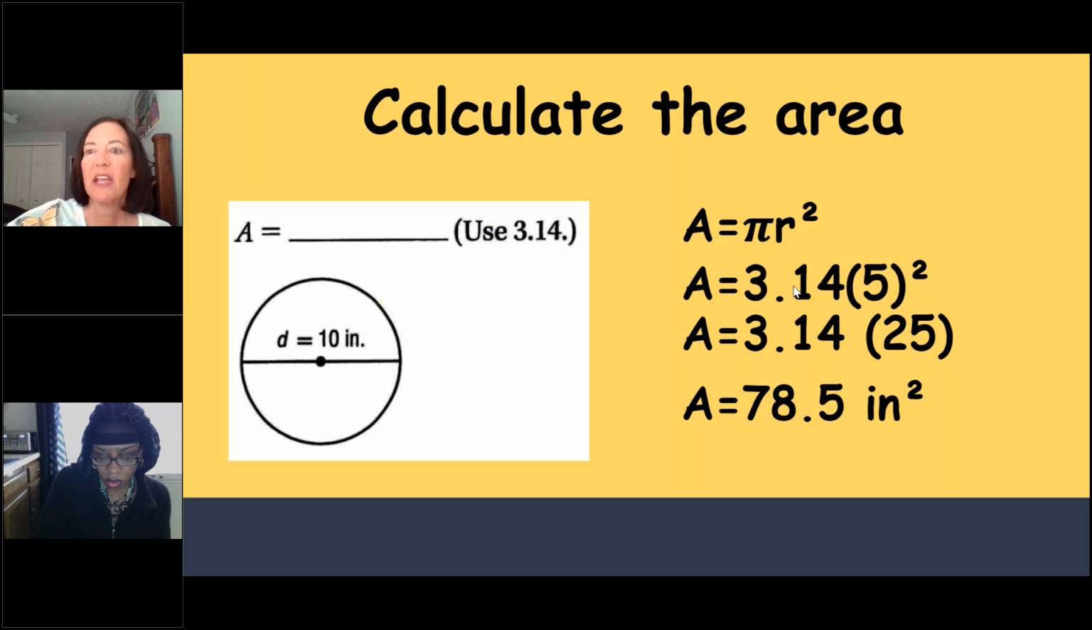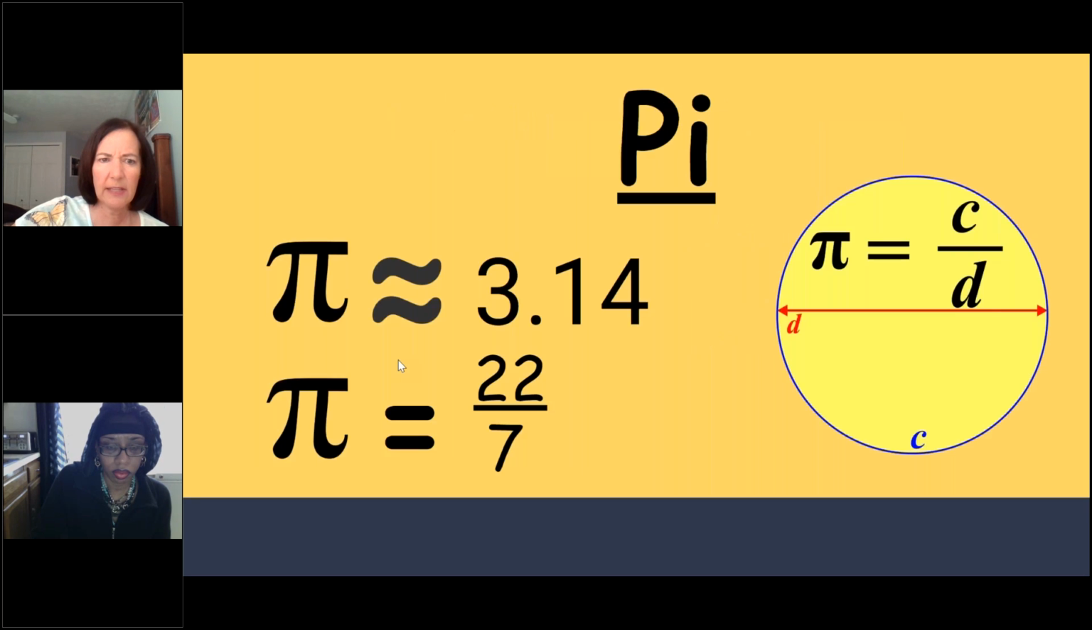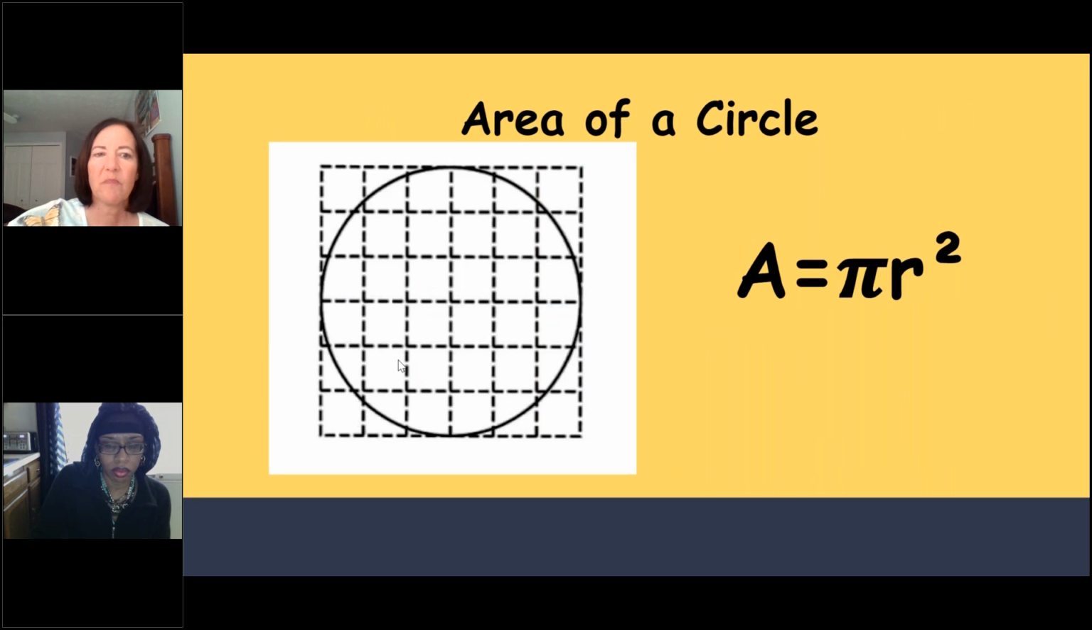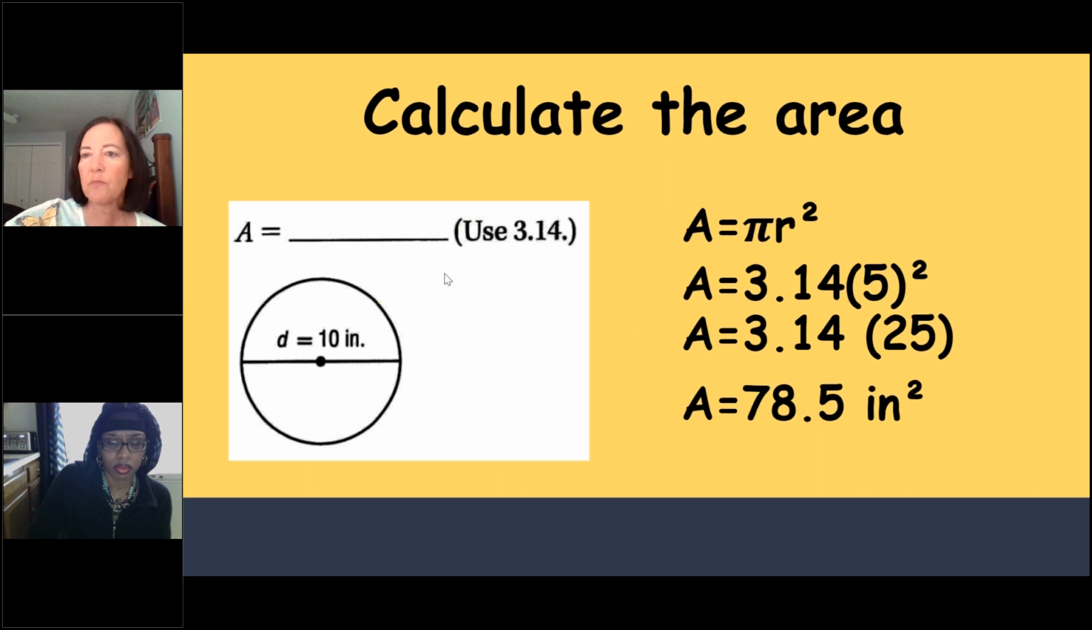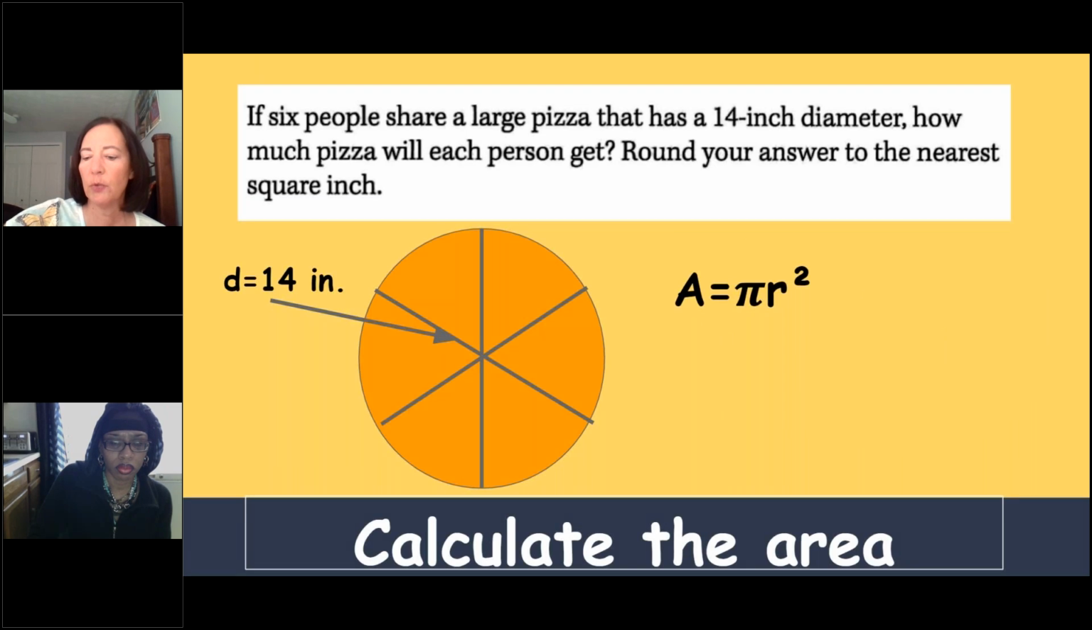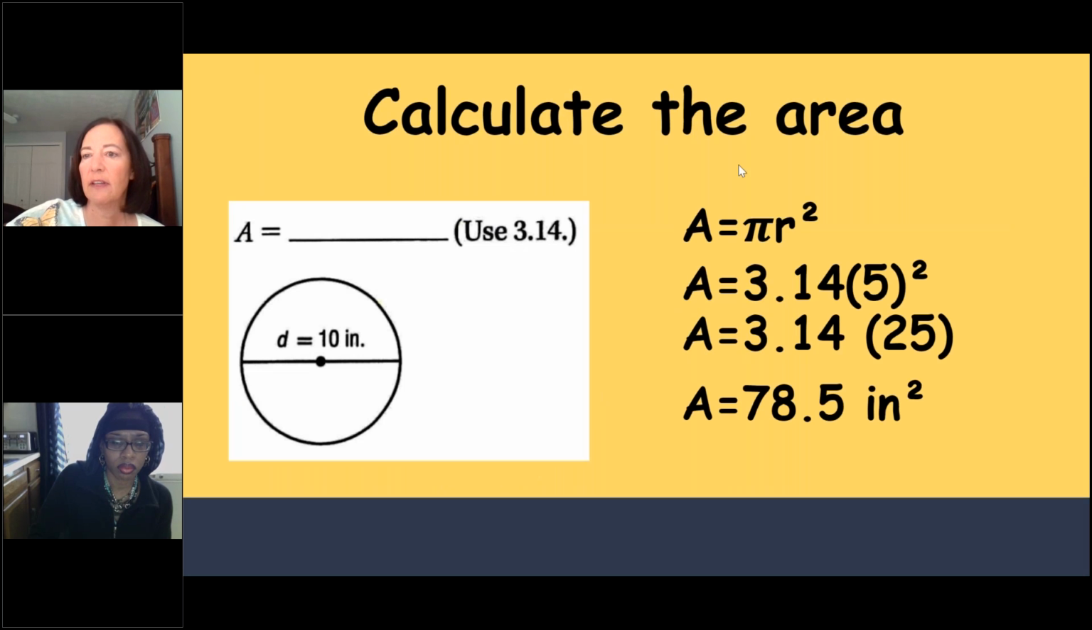That's perfect, Lana. We were talking about how the area is the space inside of a figure. We measure area in what we call square units. And so whenever you give the answer for area, you have to include the units squared. So the correct answer would be 78.5 inches squared.